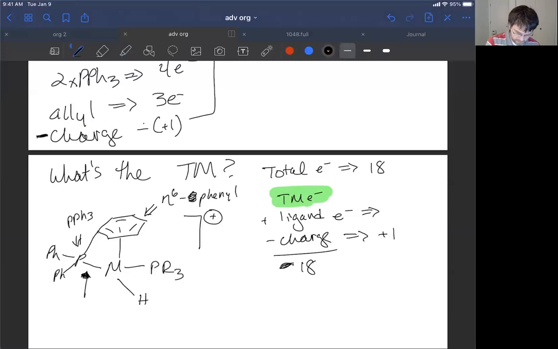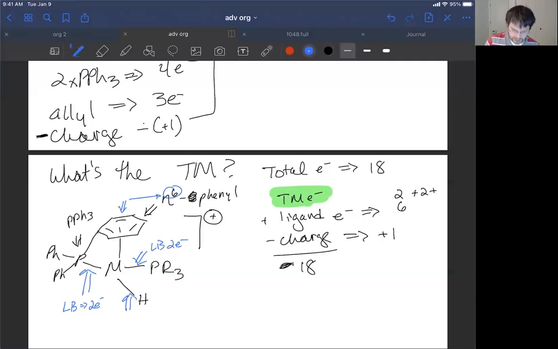I'll use a blue colored arrow because I've got a bunch of arrows here. Sorry about that. But we have a Lewis base interaction. So that's 2 electrons. We have another Lewis base interaction. So that's 2 electrons. And then we've got an eta-6 phenyl. So that's 6 electrons. So I'm up to 2 plus 2 plus 6.